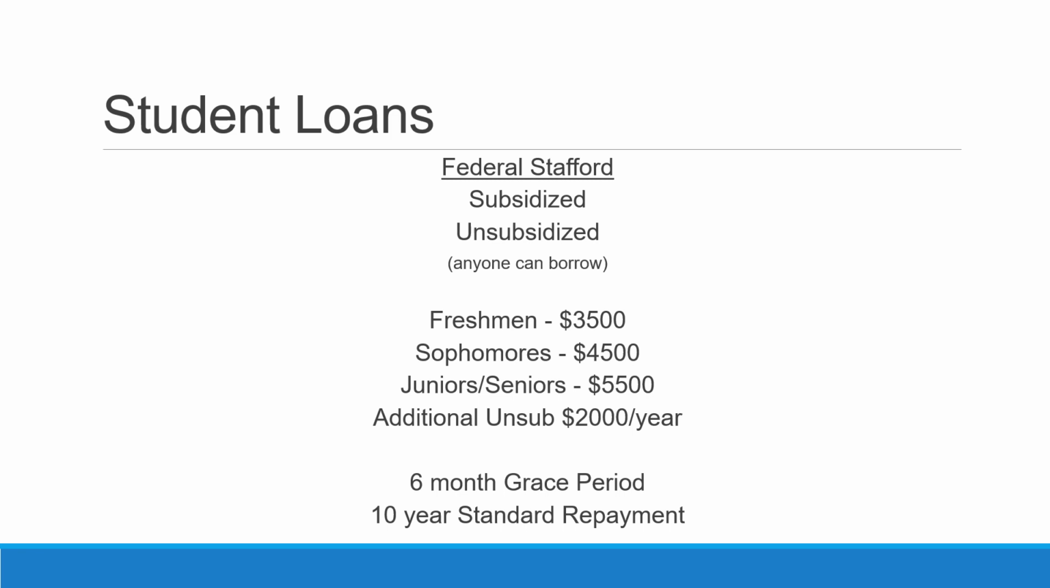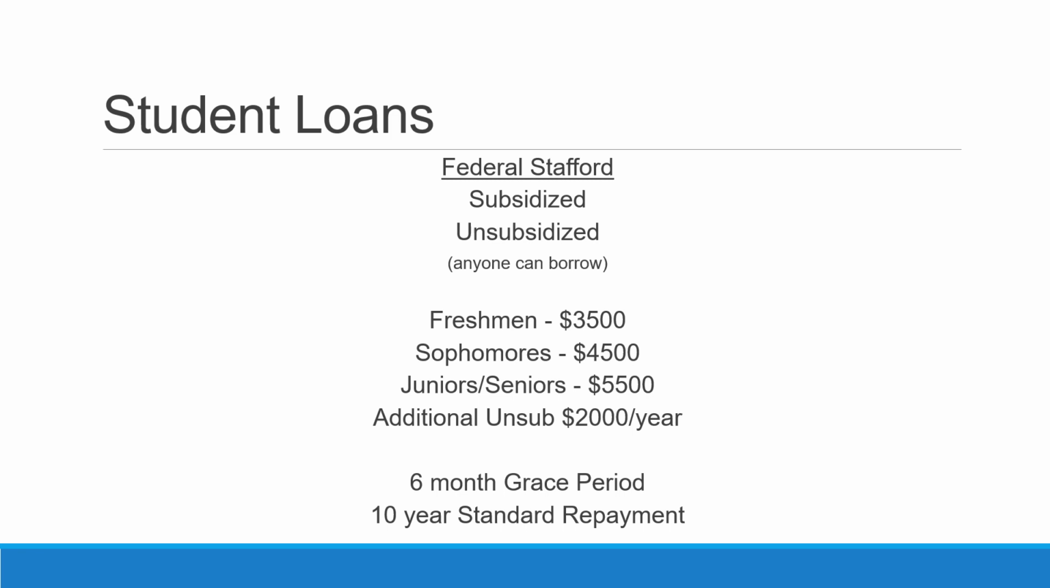After the student graduates or drops below half-time enrollment, there is a 6-month grace period where no interest accrues and no payment is due. Once repayment begins, interest will then be charged. Need is not a requirement for an unsubsidized loan, and therefore any student may borrow. Interest begins to accrue immediately, although the student may arrange to defer interest payments until after graduation.